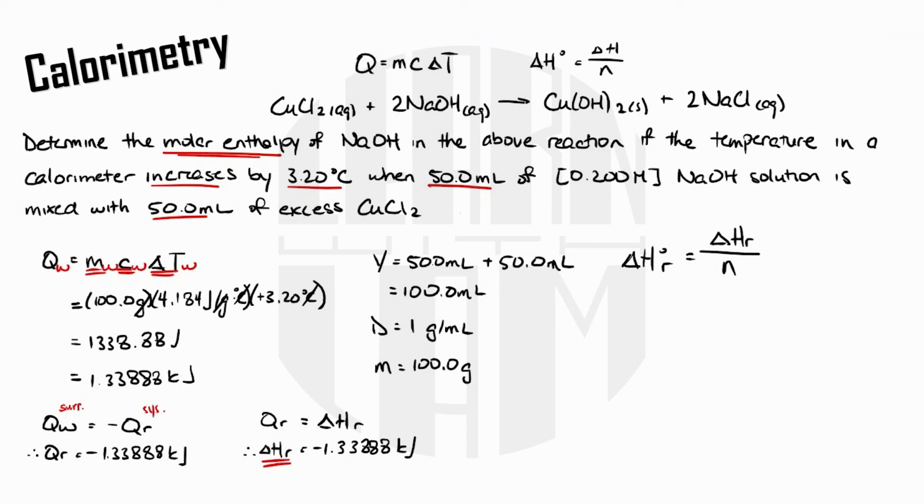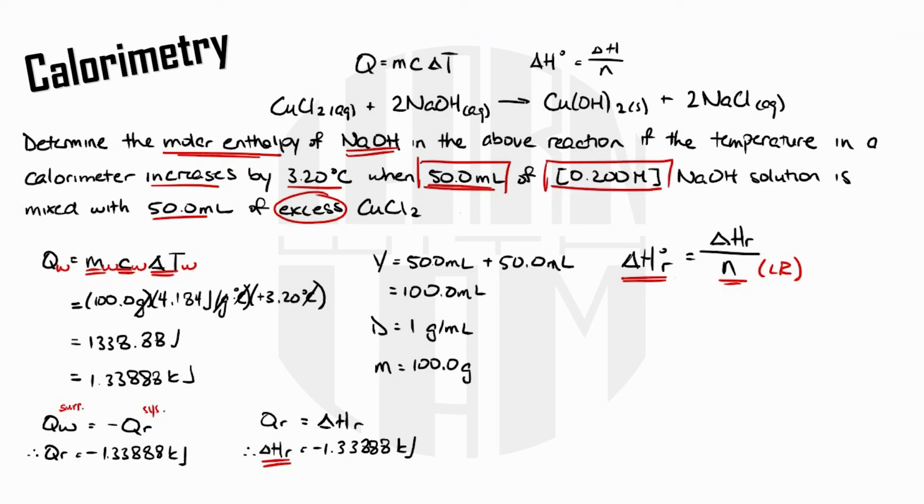Now, anytime we're looking for molar enthalpy, we do need to specify what particle in our reaction we're doing the molar enthalpy for. In a calorimetry problem, that's always going to be the limiting reactant. Now, our question actually tells you what the limiting reactant is twice. First, in that it's asking for the molar enthalpy of sodium hydroxide, and then again when it tells you that you've got excess copper(II) chloride. So when we try to find moles, we'll be using the sodium hydroxide information.